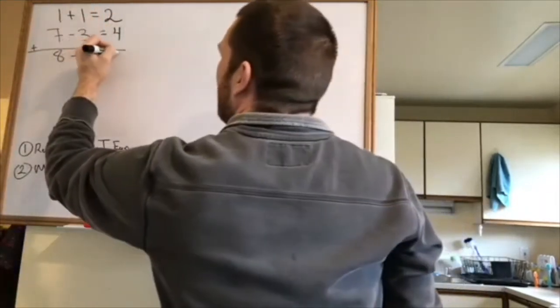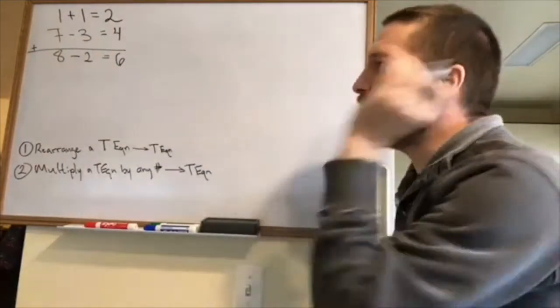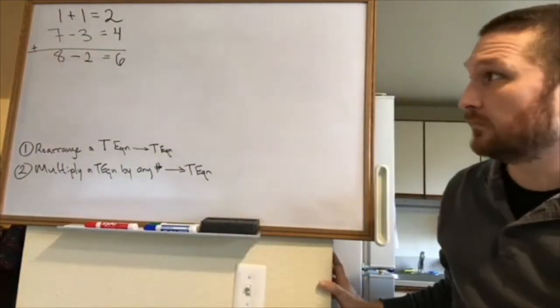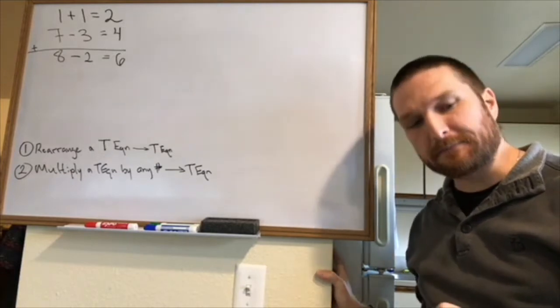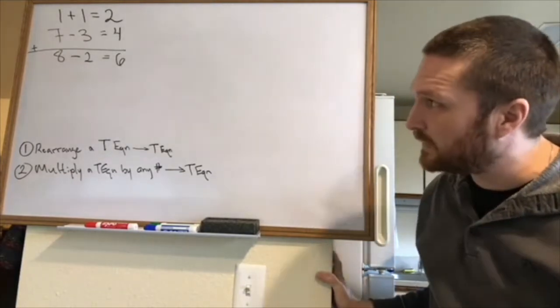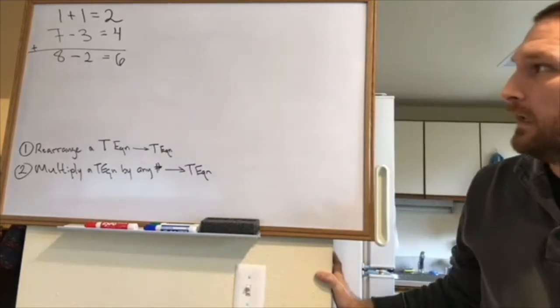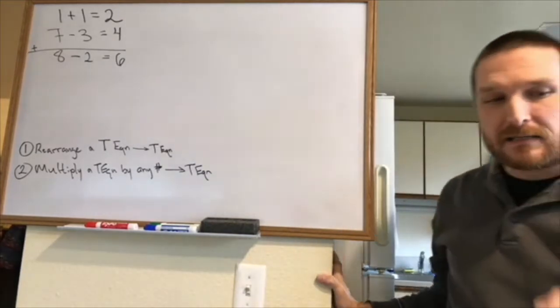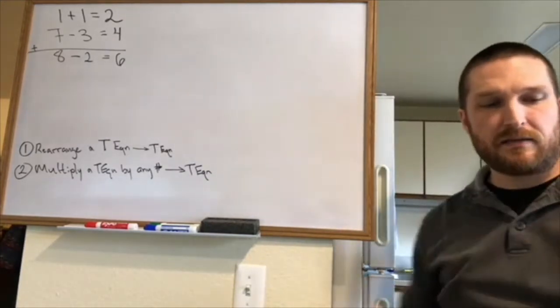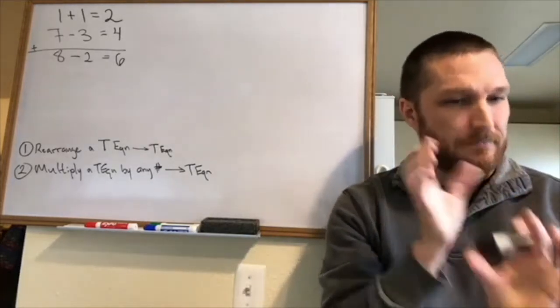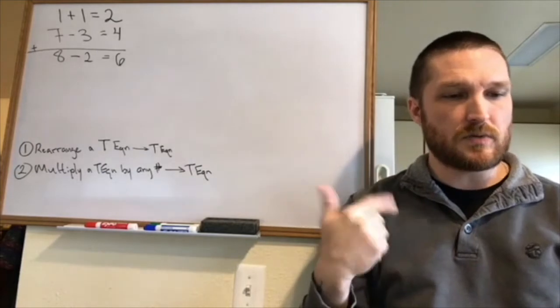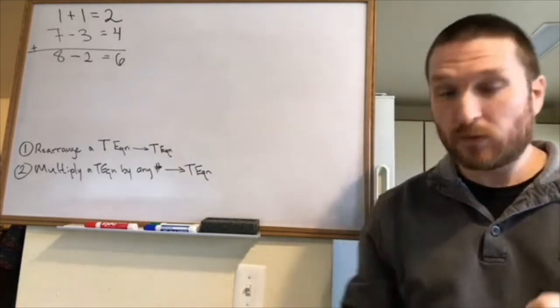2 plus 4 is 6. And now we have a new equation. And lo and behold, it's true. Right? I think 8 minus 2 would be 6. And so my last observation here is going to be that if you take two true equations, add them together, then you get a new true equation.